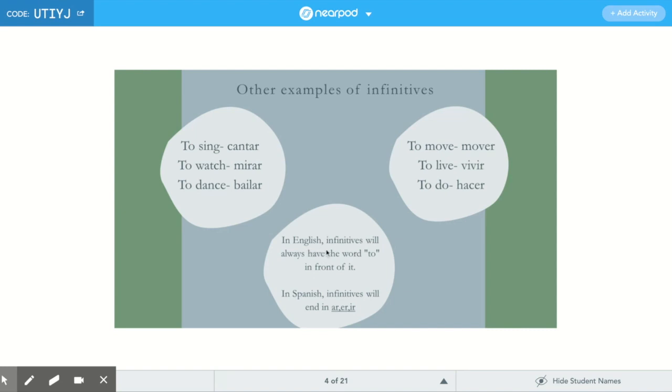So in English, infinitives will always have the word to in front of it. In Spanish, en español, infinitives will always end in AR, ER, or IR. So in English, whenever you see the word to in front of a verb, or in Spanish, when you see that it ends in AR, ER, or IR, this is how you know that that verb is an infinitive. So that means we have not conjugated it yet, and we don't know who the subject is. We don't know who is doing the action, doing the verb.